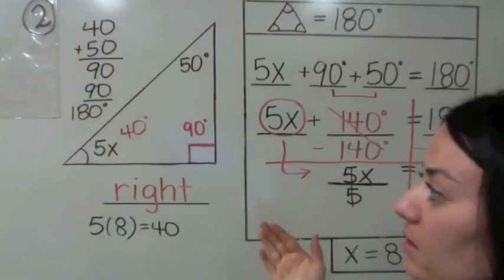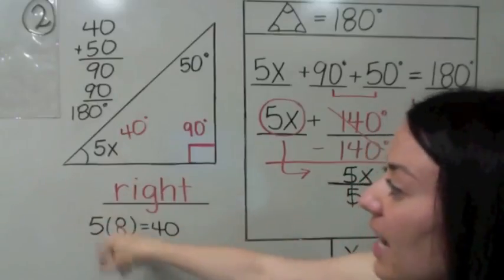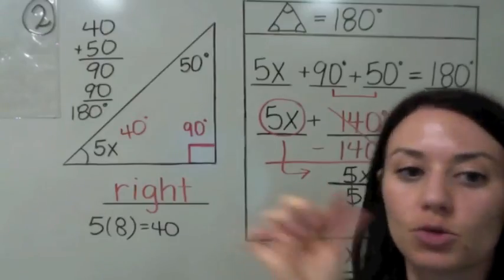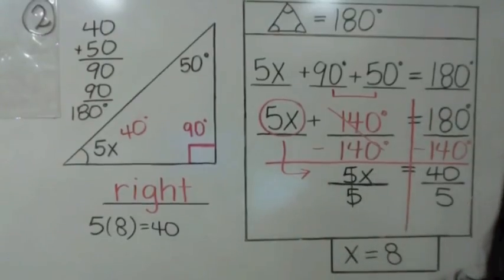And this means, if x is 8, that if I divide this angle into 5 parts, each would be 8 degrees. Go ahead and get that down.